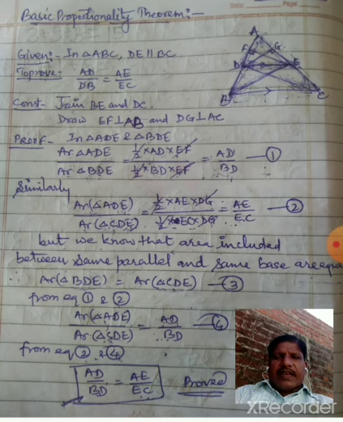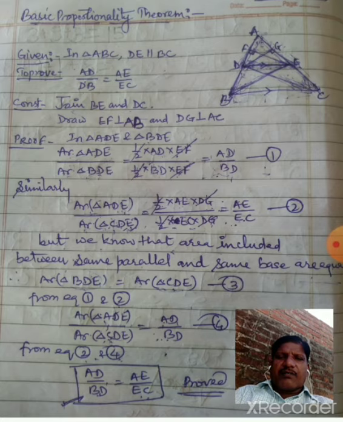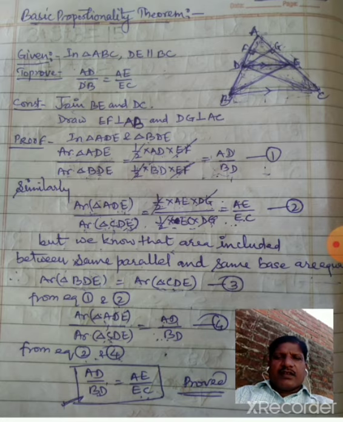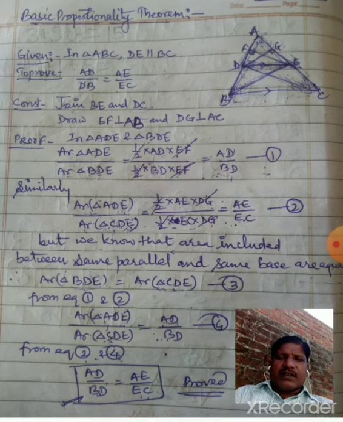the ratio of the area of triangle ADE upon the area of triangle BDE equals half AD. In triangle ADE, we can take AD as base, and EF is perpendicular, so we can write half AD into EF. Similarly, area of triangle BDE equals half BD into EF. EF will cancel out, half will cancel out. It will be equal to AD by BD, equation number 1.